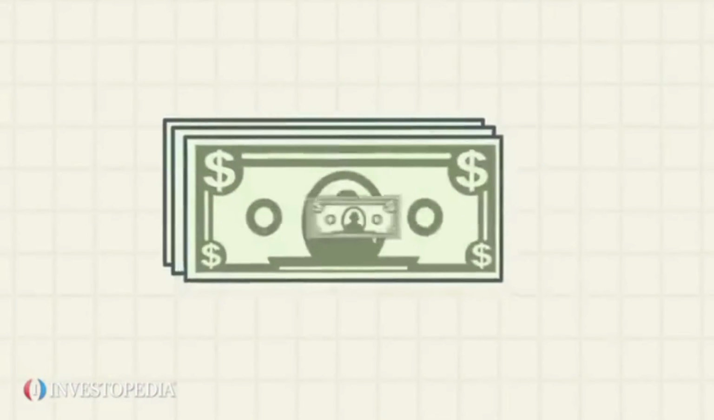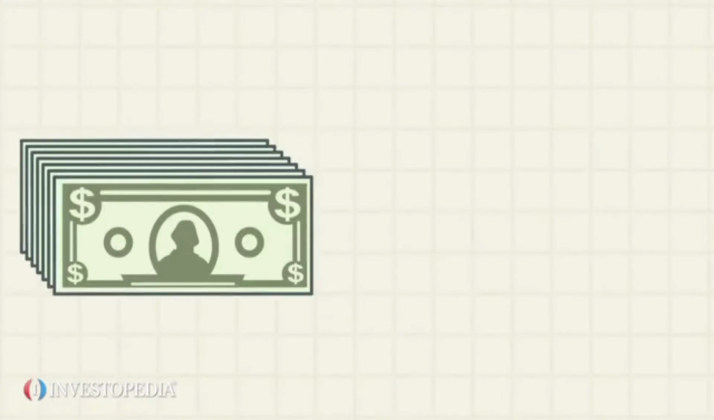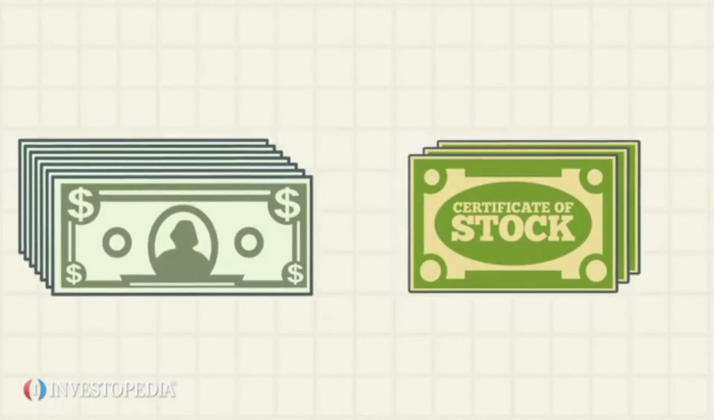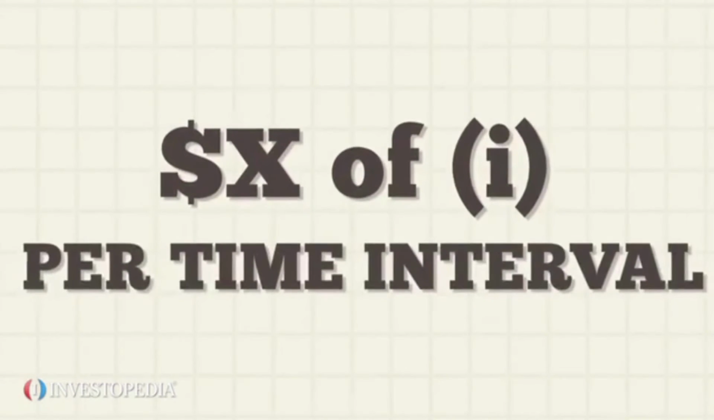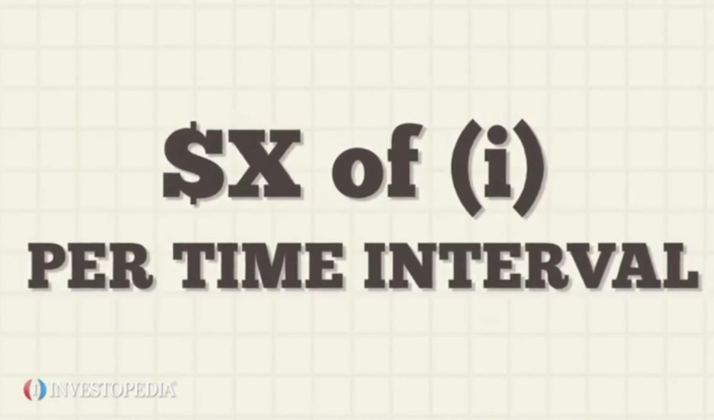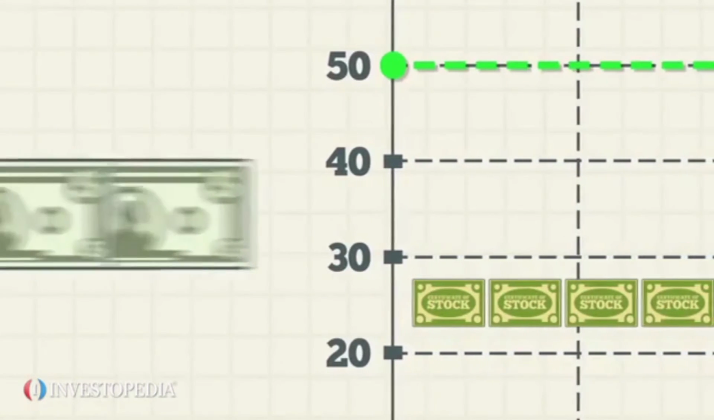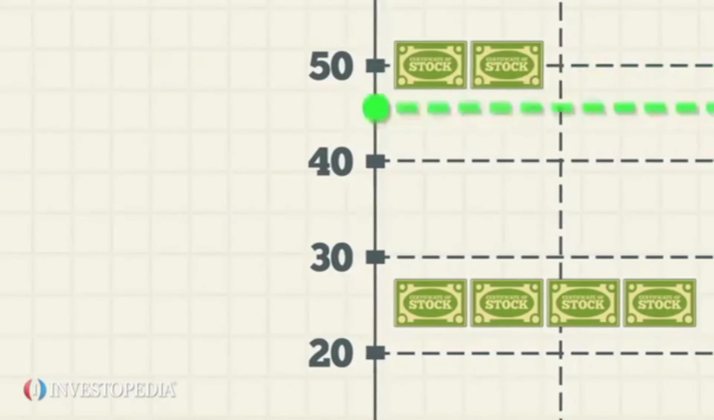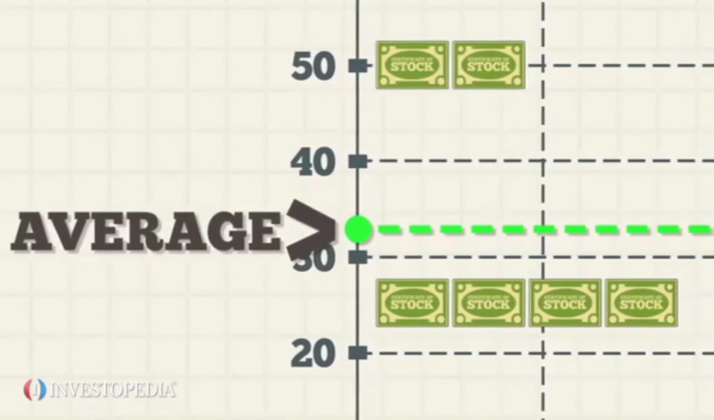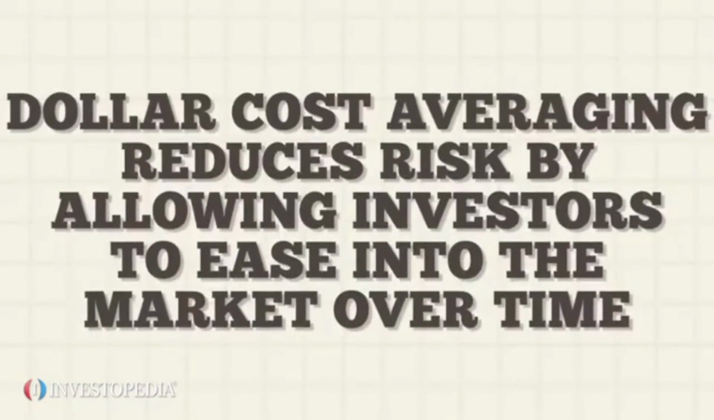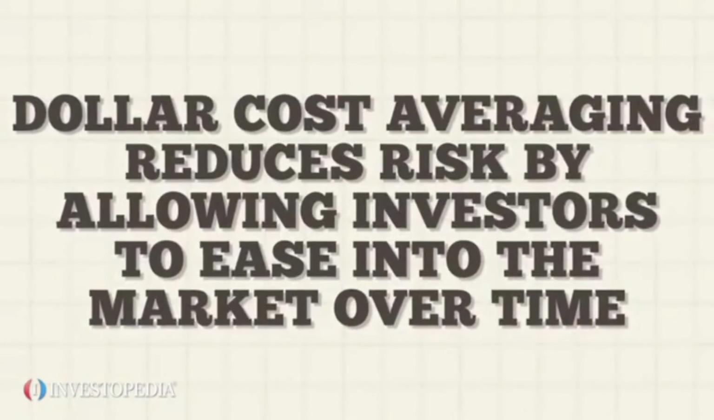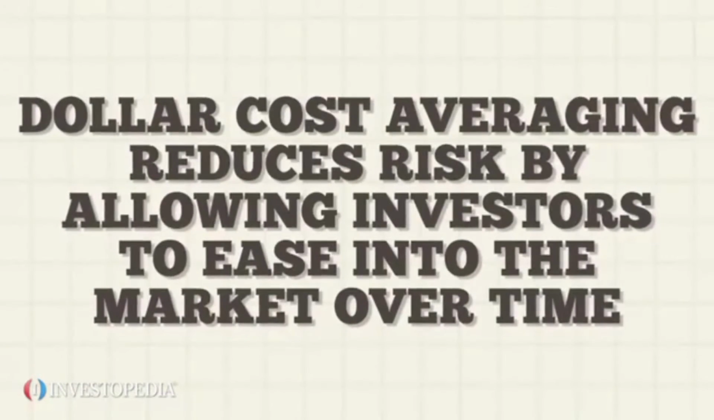Dollar cost averaging is a more conservative approach to investing than simply spending all your money on securities at once. This technique allows investors to commit to a fixed dollar amount of a particular investment on a regular schedule, regardless of the share price. More shares will be bought when prices are lower, and fewer shares will be bought when prices are higher, resulting in a lower average cost per share. Dollar cost averaging reduces risks by allowing investors to ease into the market over time.